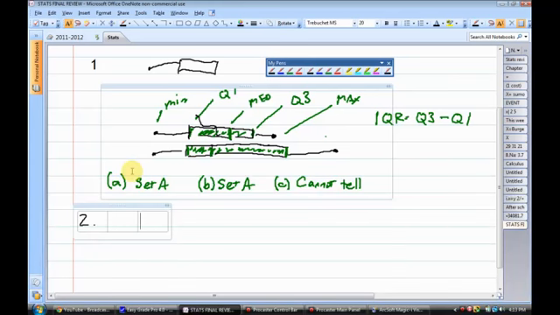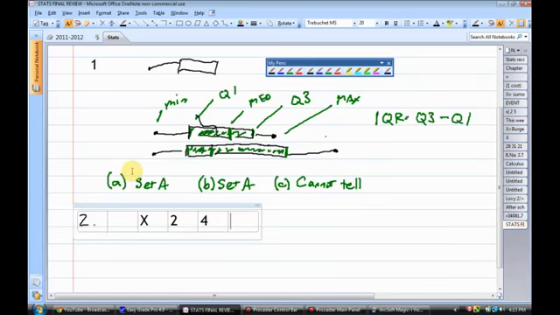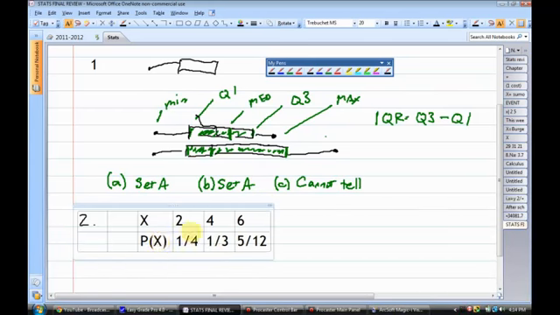So the chart is, well, we have X, and then our values of X are 2, 4, 6, very original. And then we have probability of X. And we got 1/4, 1/3, and 5/12. Now the main thing to remember about this one is the probabilities here have to add to 1. So, must add to 1.